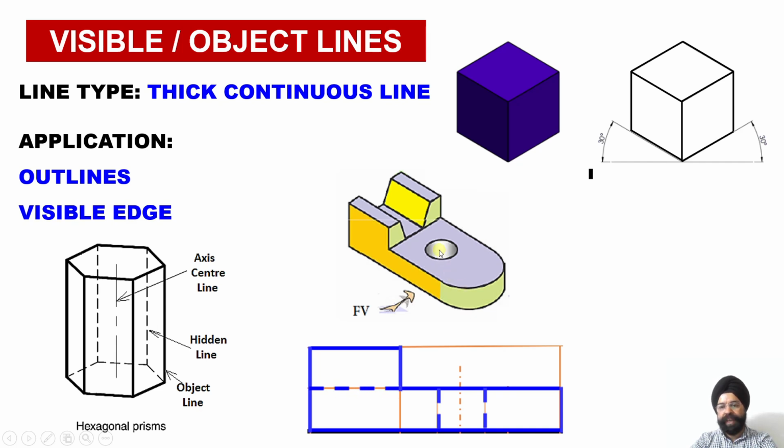Similarly, there is a hole over here. This hole you cannot see through this side. So obviously there will be two dotted lines corresponding to this particular hole over here.